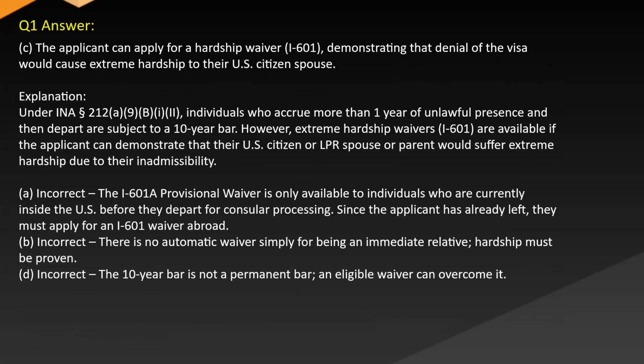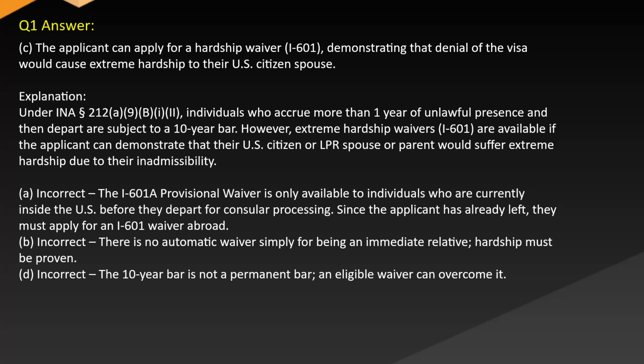Answer: C. The applicant can apply for a hardship waiver, I-601, demonstrating that denial of the visa would cause extreme hardship to their U.S. citizen spouse. Explanation: Under INA § 212(a)(9)(B)(i)(II), individuals who accrue more than 1 year of unlawful presence and then depart are subject to a 10-year bar. However, extreme hardship waivers, I-601, are available if the applicant can demonstrate that their U.S. citizen or LPR spouse or parent would suffer extreme hardship due to their inadmissibility.